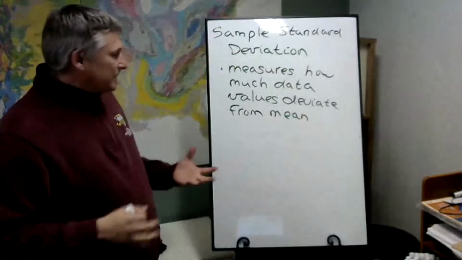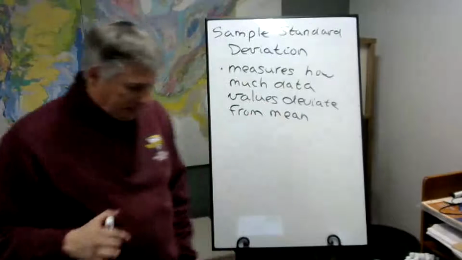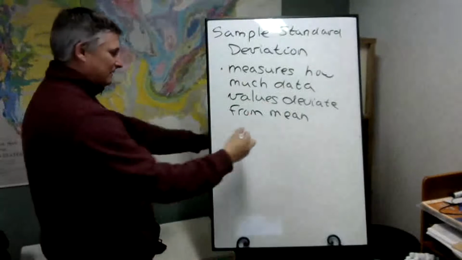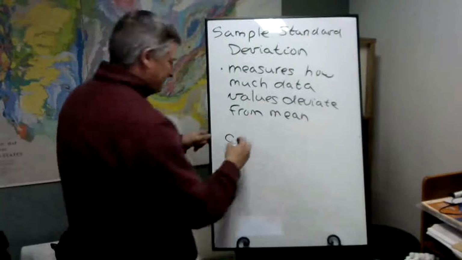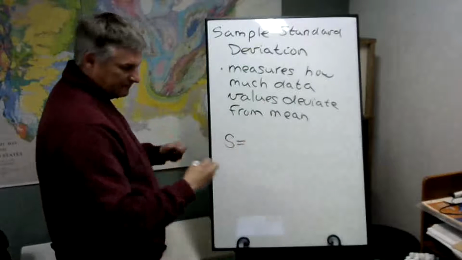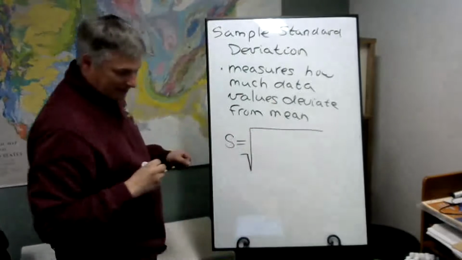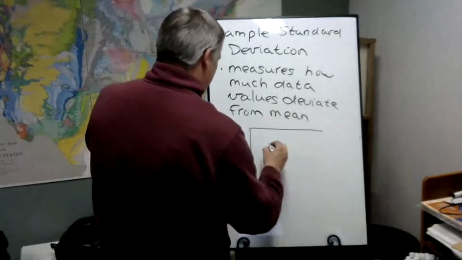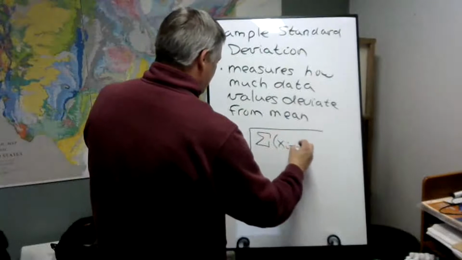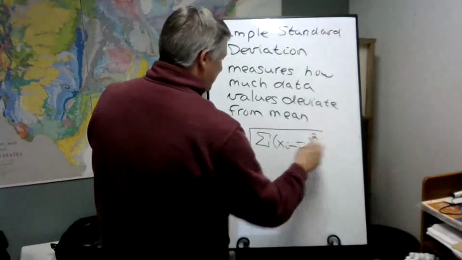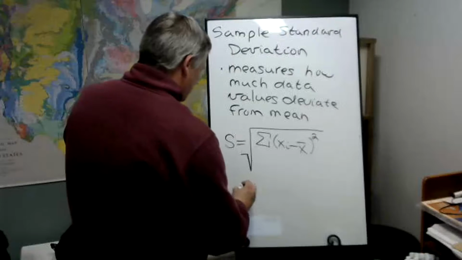It's going to measure how much these deviate from the mean. Now, the formula could be a little complicated, where you symbolize it with the letter s, lowercase s. And we define it as the square root of the sum, and remember, x bar is the mean. So this is your mean.